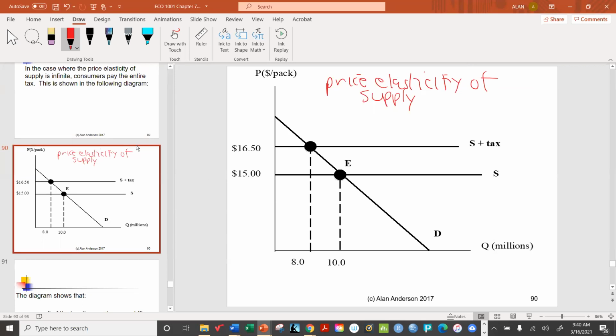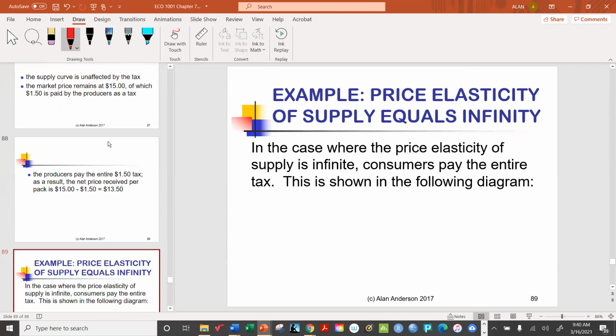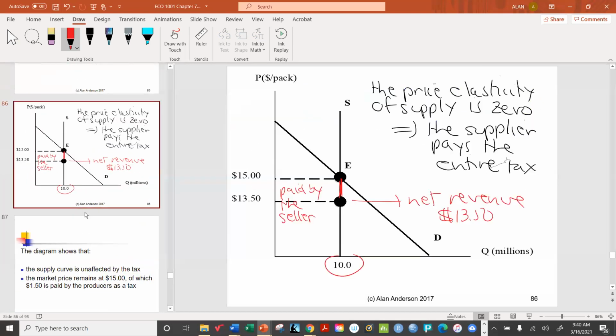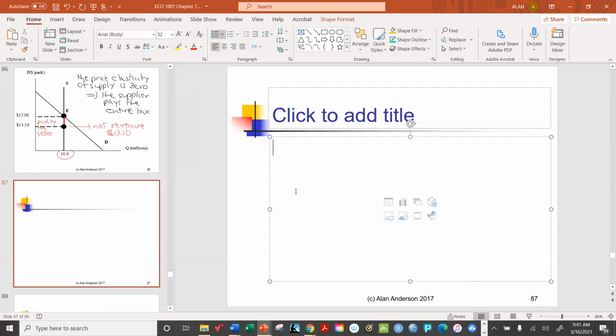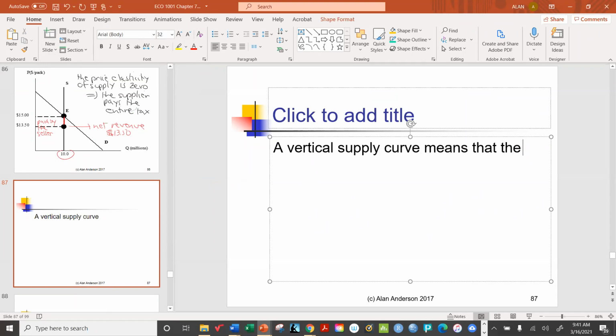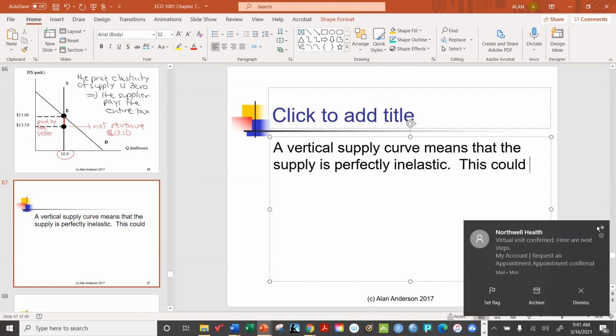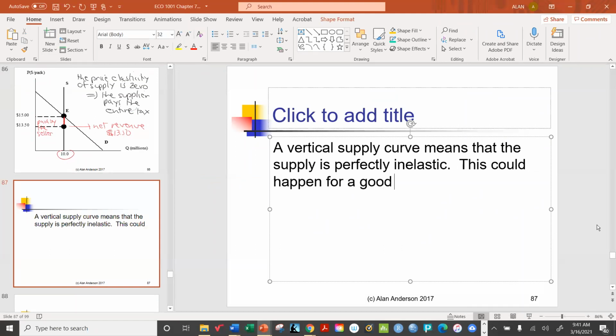Now, you might find that hard to believe, but there is actually a case where this can happen. Let me just mention this as an aside. When might we actually see an inelastic supply curve like that? A vertical supply curve means that the supply is perfectly inelastic. This could happen for a good for which it is impossible to produce any more of the good.